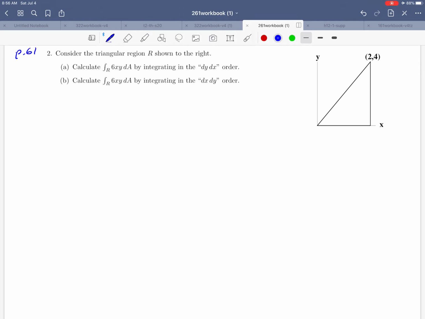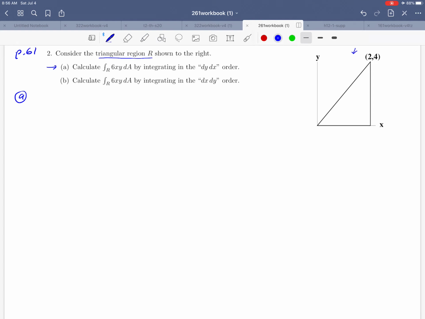So notice that they're giving us a triangular region R to the right here, and they'd like us to calculate the integral of 6xy in two different ways. Once in the dy dx order and once in the dx dy order. Okay, in this video we'll be looking at just part A of this. All right, so how do we do this?